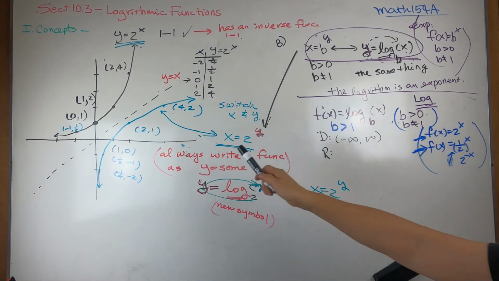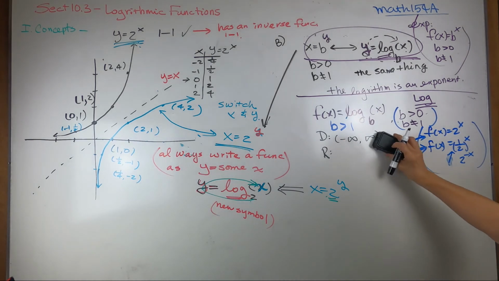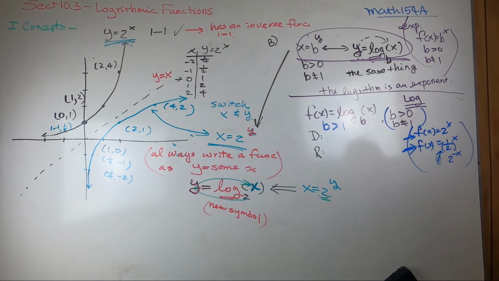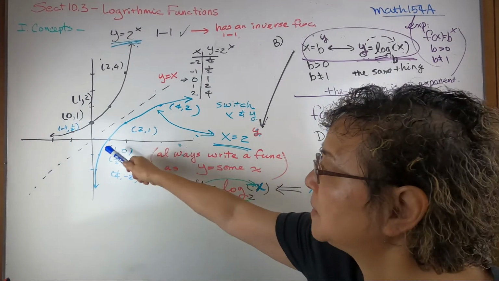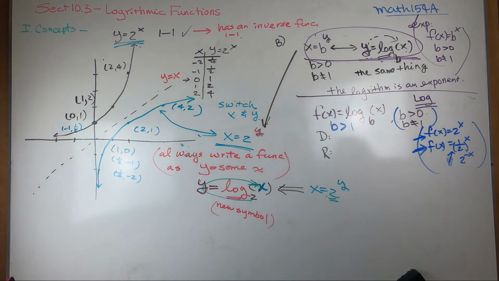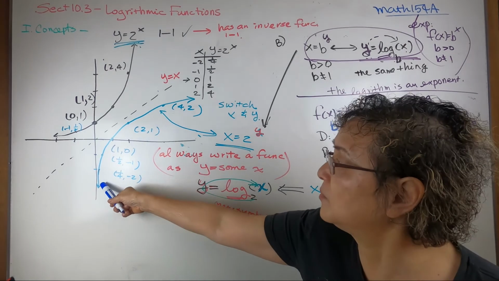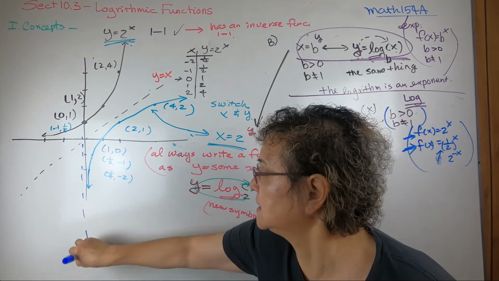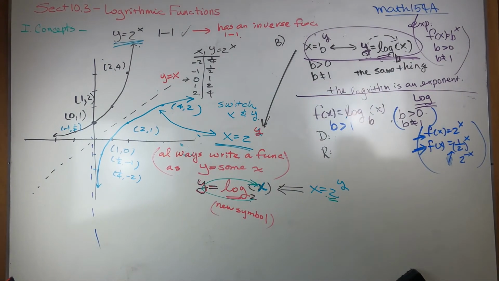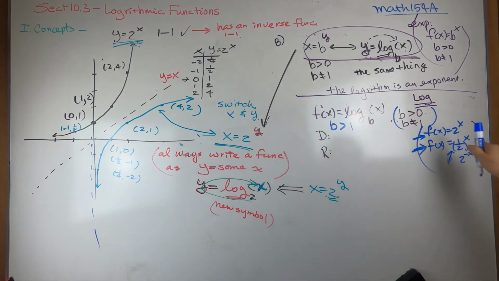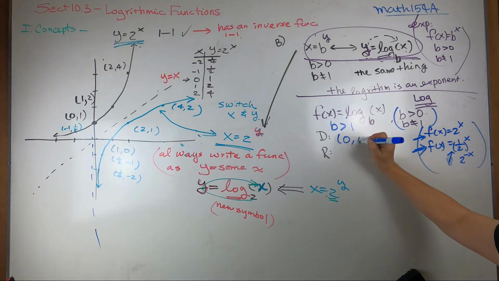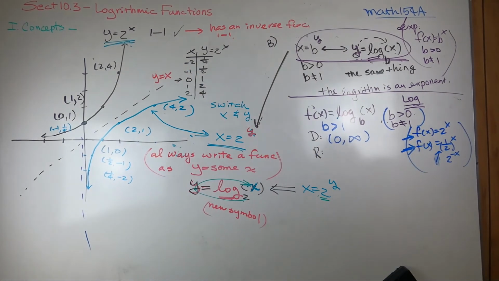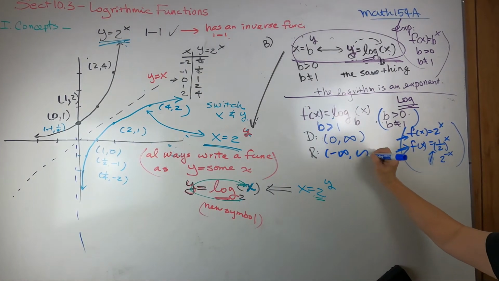Oops, that's for the exponential function. Now we are talking about the log function, so we are talking about the inverse. What's your domain? Because this one is limited by this line, the domain is from up there, left and right. So it's from 0 to infinity. Then what is your range? How far can you go up and down? That would be negative infinity to infinity.